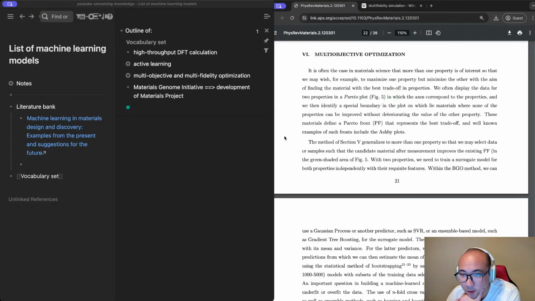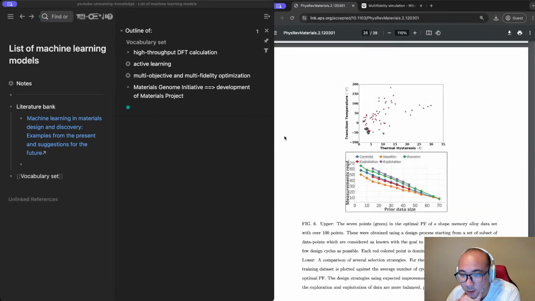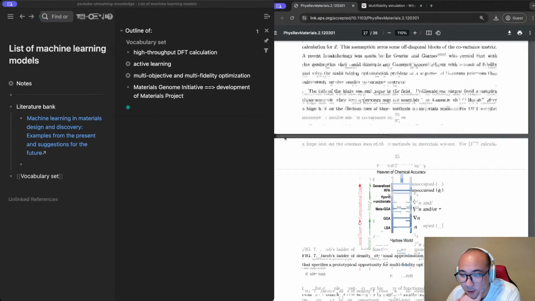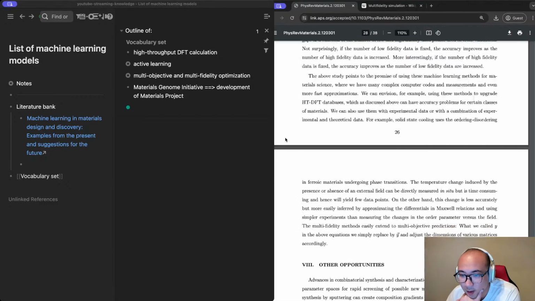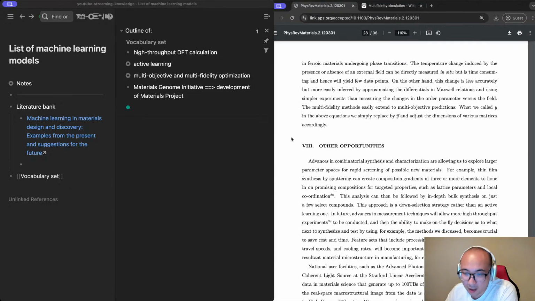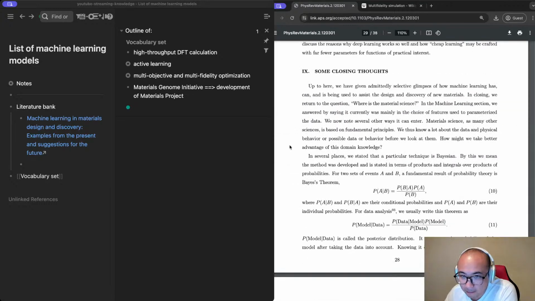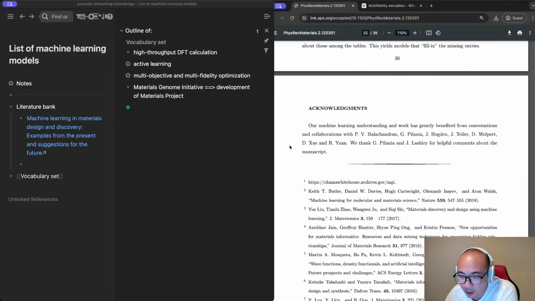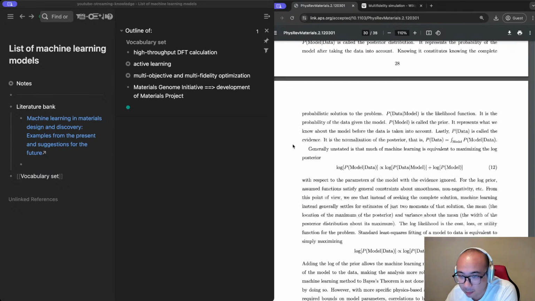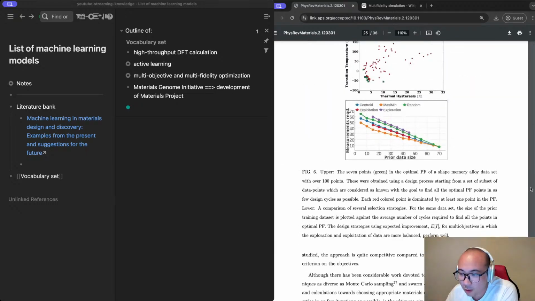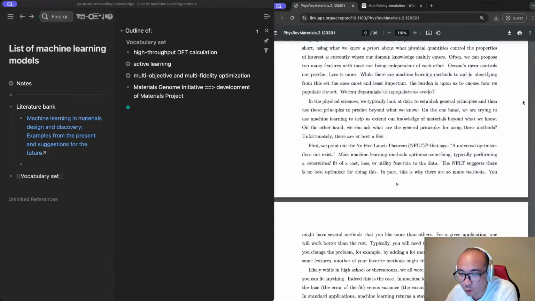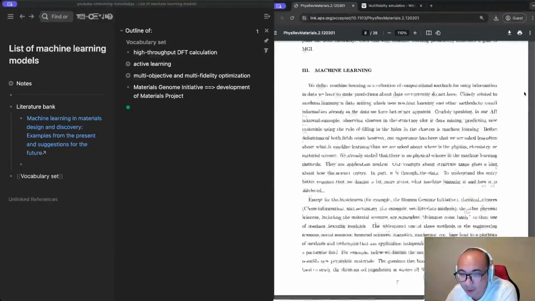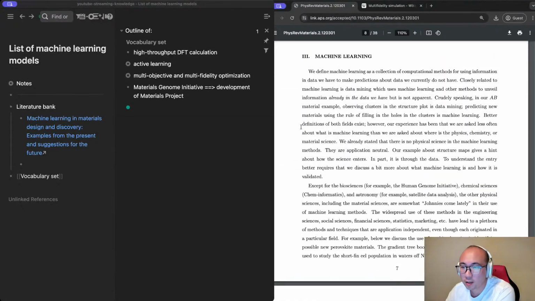Multi-objective optimization, multi-fidelity. Okay, basically like this. This paper is really focused on multi-objective optimization and multi-fidelity optimization. So this paper really focused on these two points. Okay, let's start with machine learning.